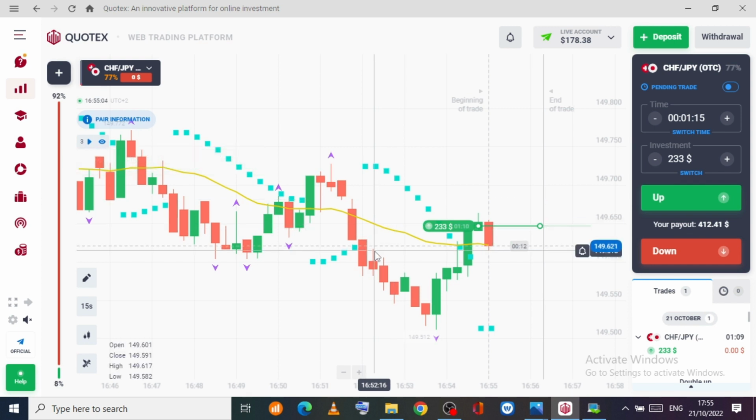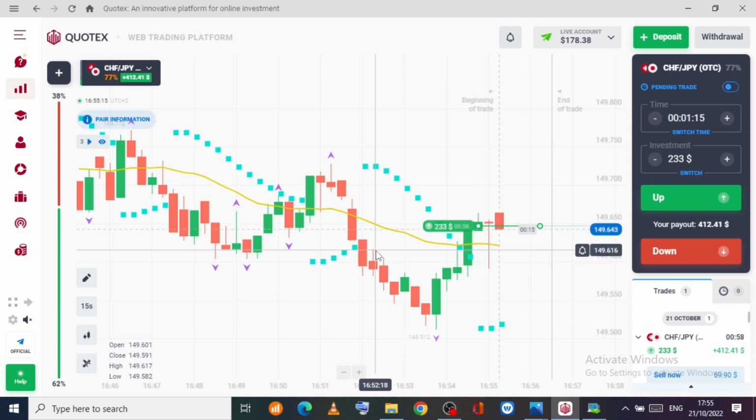My expiration time is actually 1 minute 15 seconds. I hope you guys put the same expiration time if you actually executed this trade with me. And also, the asset that I'm trading is Swiss francs, Japanese yen, CHF JPY.